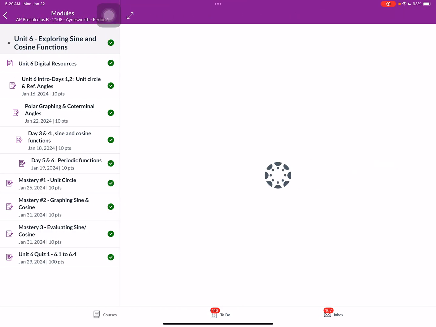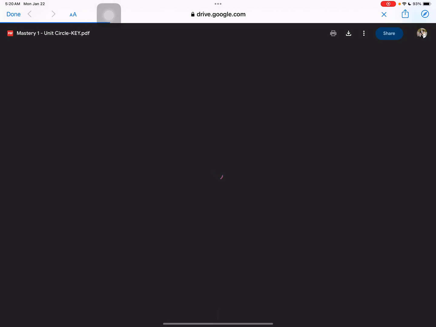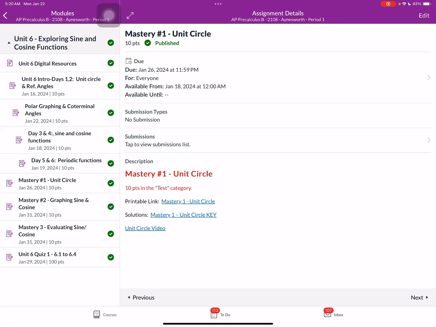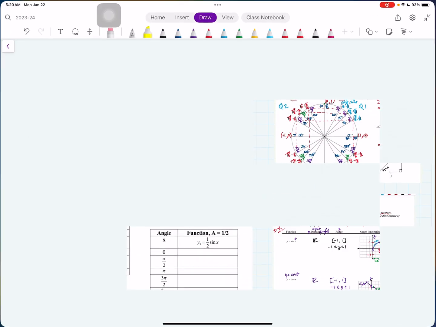In your Canvas, go into Unit 1, or Mastery 1 on the unit circle, and then open up my solutions right there. You'll see a fully drawn out unit circle. So screenshot this and bring it in, and do that for Masteries 2 and 3 as well. Each one has instructor's notes, so open them up, screenshot it, and bring it in. And of course, go into the digital resources and grab this file for today. All right, so let's get started. Here we go.